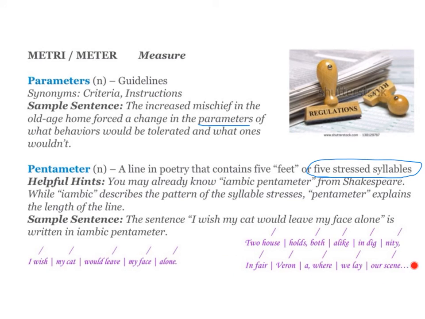Same thing over here. This is the beginning of the prologue to Romeo and Juliet. And each one of these slashes is a stressed syllable. So, two households both alike in dignity, in fair Verona where we lay our scene. So I'm exaggerating, obviously, but you should still be able to hear them if I read them normally. So, two households both alike in dignity, in fair Verona where we lay our scene. You should still be able to hear those stressed syllables. So those are written in iambic pentameter.